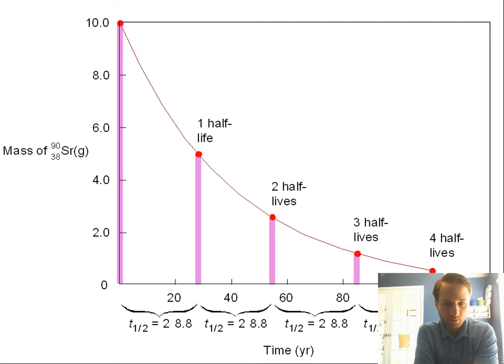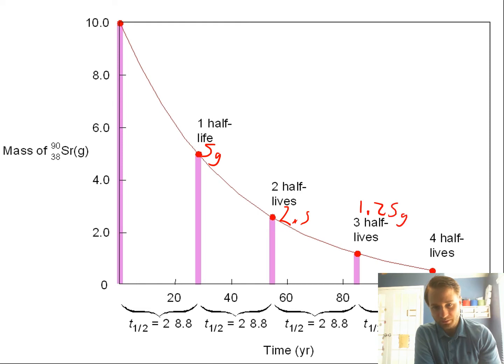So for example, if I'm looking at the nuclear decay of an atom that has a half-life of 28.8 years, and I start off with, say, 10 grams of this substance, it's going to take 28.8 years to get to 5 grams. Then it's going to take 28.8 years to get to 2.5 grams. And then another 28.8 years to get to 1.25 grams, and so on and so forth.